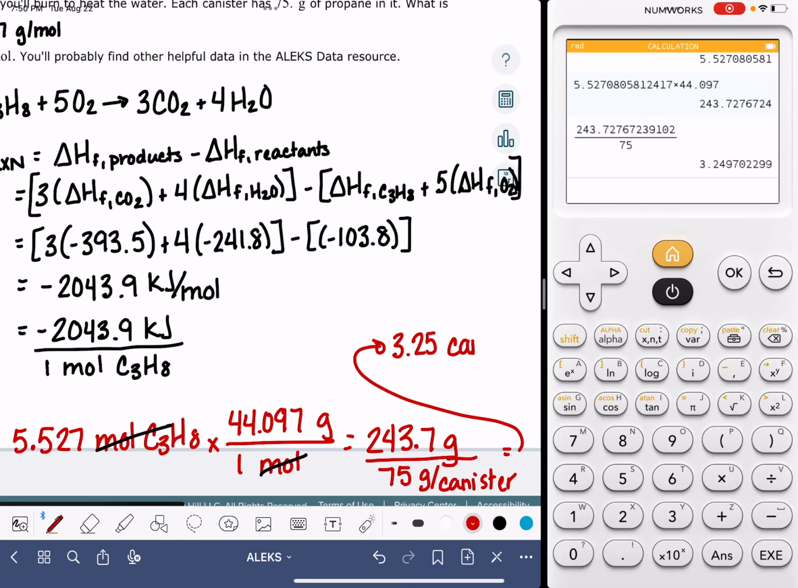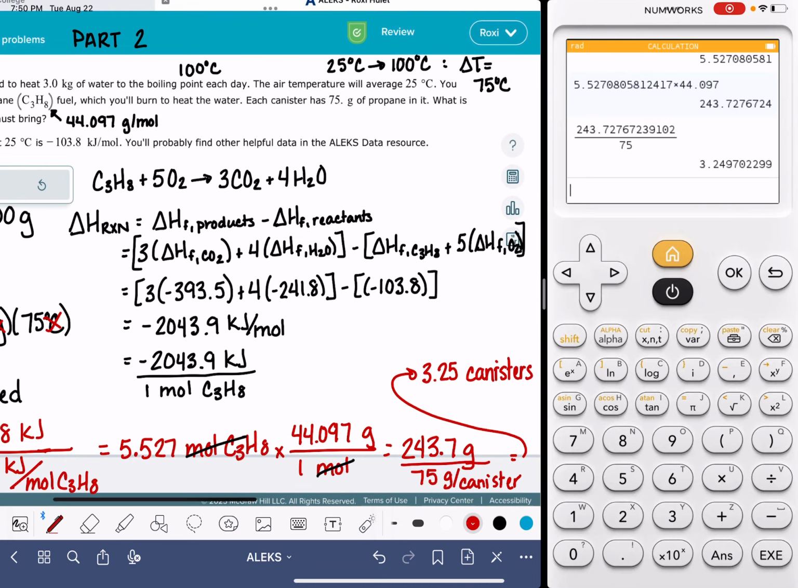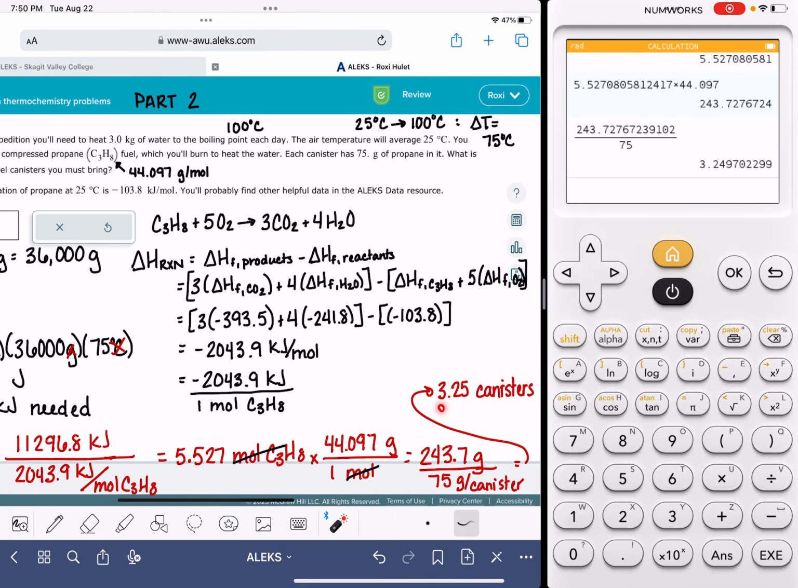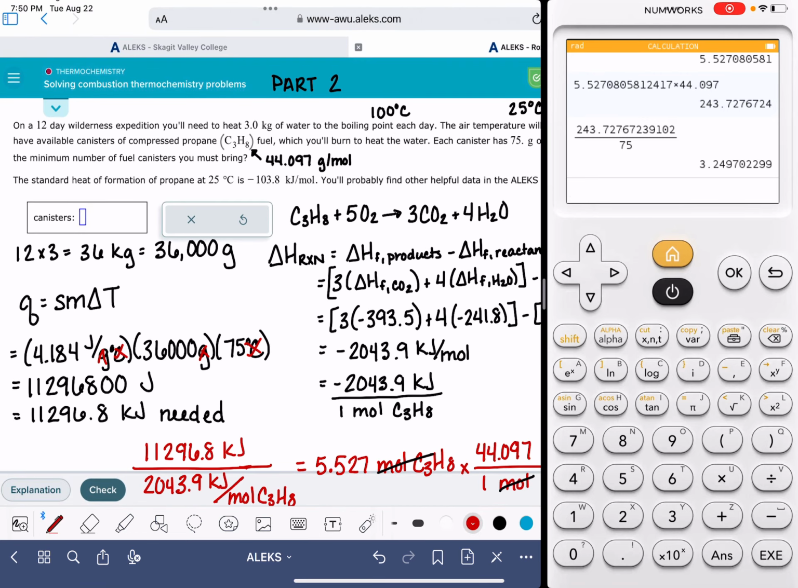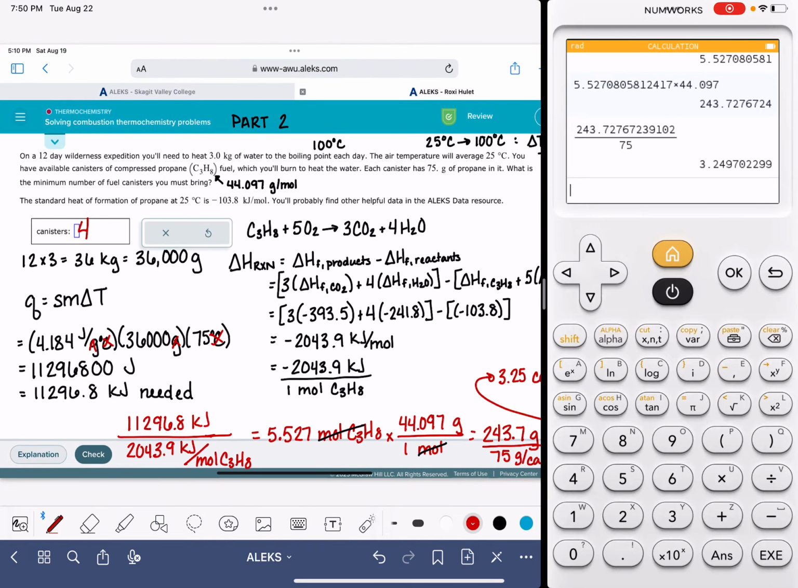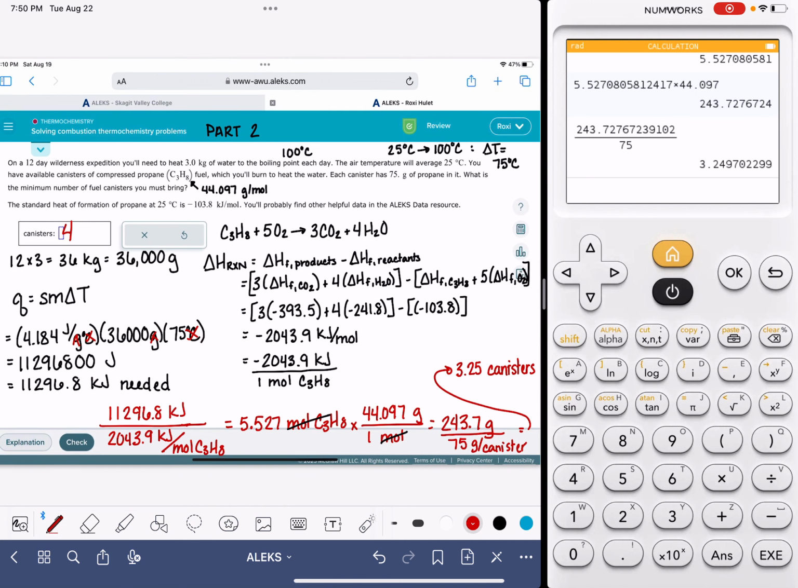3.25 canisters. Now, it wants us to round to the whole canister, not 3.25. If we only take 3 canisters, it's not going to be enough because we need a little bit more than 3. So for this particular problem, I'm going to need at least 4 canisters. This is a reasonable number for this problem. So when you're solving this problem, expect to see, I solved this problem maybe about 4 or 5 times, and every answer that I got here was like 2, 3, 4, 5, some relatively small number. You shouldn't be getting anything massive.